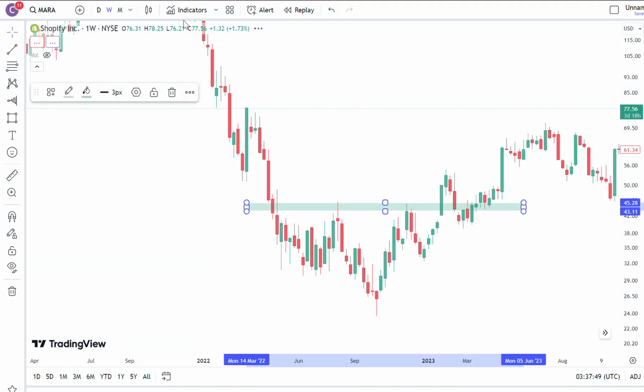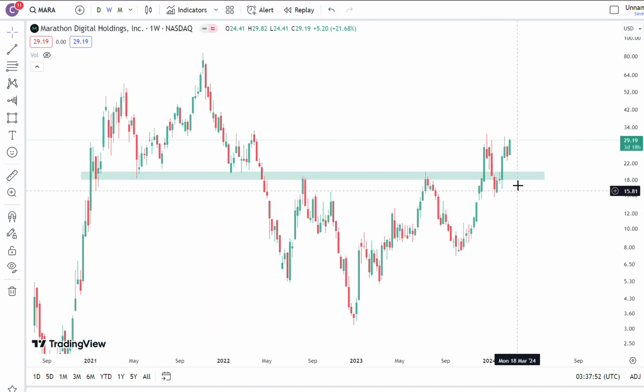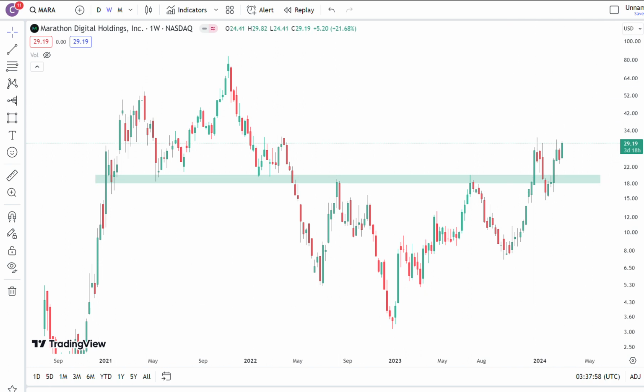And sure enough, Mara, when I saw that, I posted about how it looked like Shop. It sure enough bounced up, right? You have to put these things in context. So they're going to try to trick you.